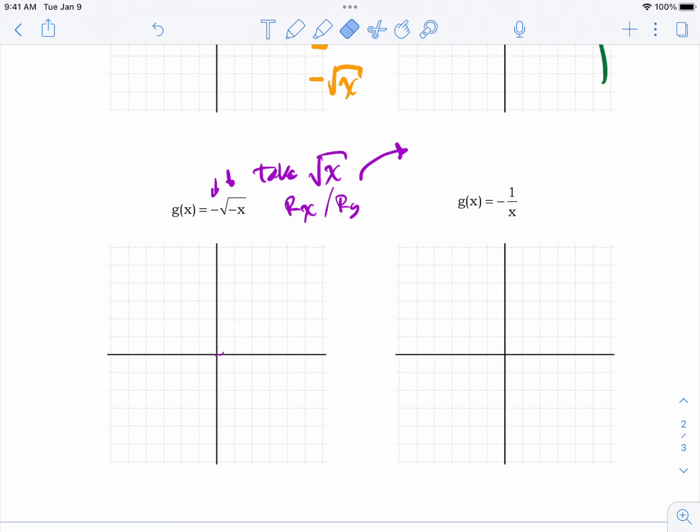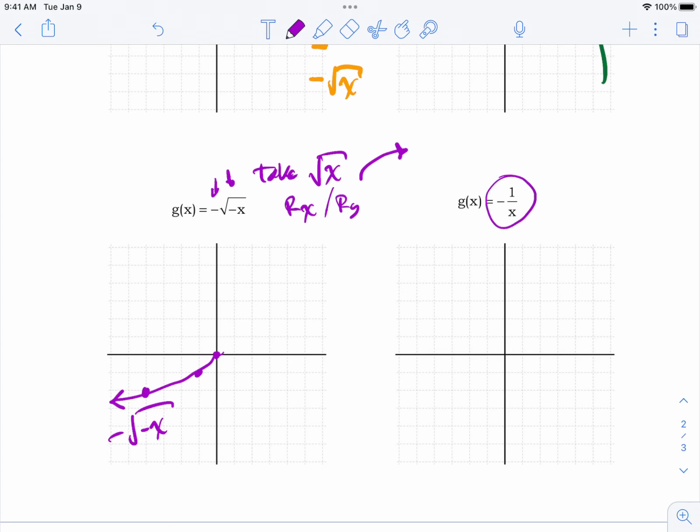So you kind of have this expectation: I'm going to be in the third quadrant, so the origin stays there. So instead of 1, 1, I'm over here. And instead of 4, 2, I'm over here. And so on. So there's your negative square root of negative x.